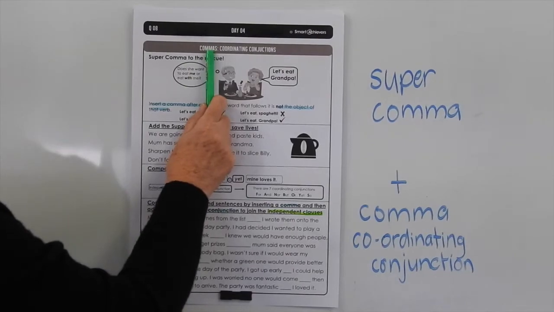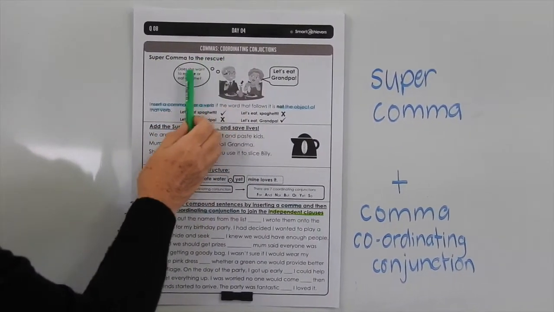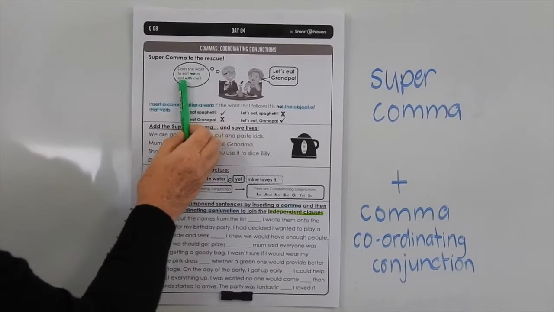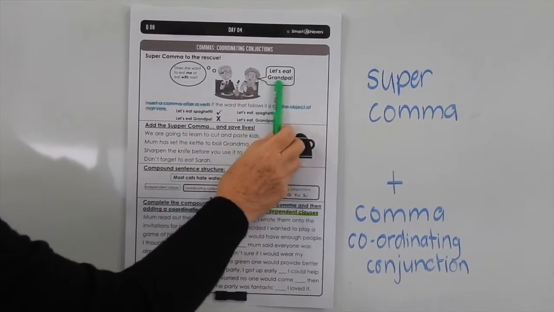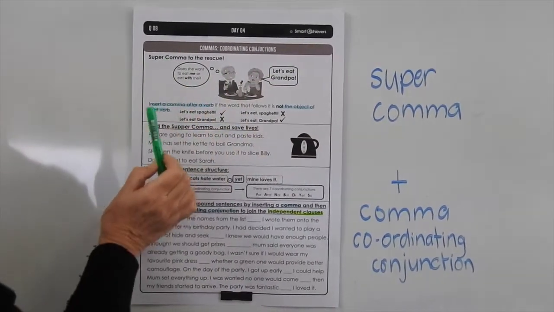Today's work is on commas and coordinating conjunctions. So the super comma to the rescue. Does she want to eat me or eat with me? Let's eat Grandpa. So because there's no comma in there, it sounds like Grandma is going to eat Grandpa.